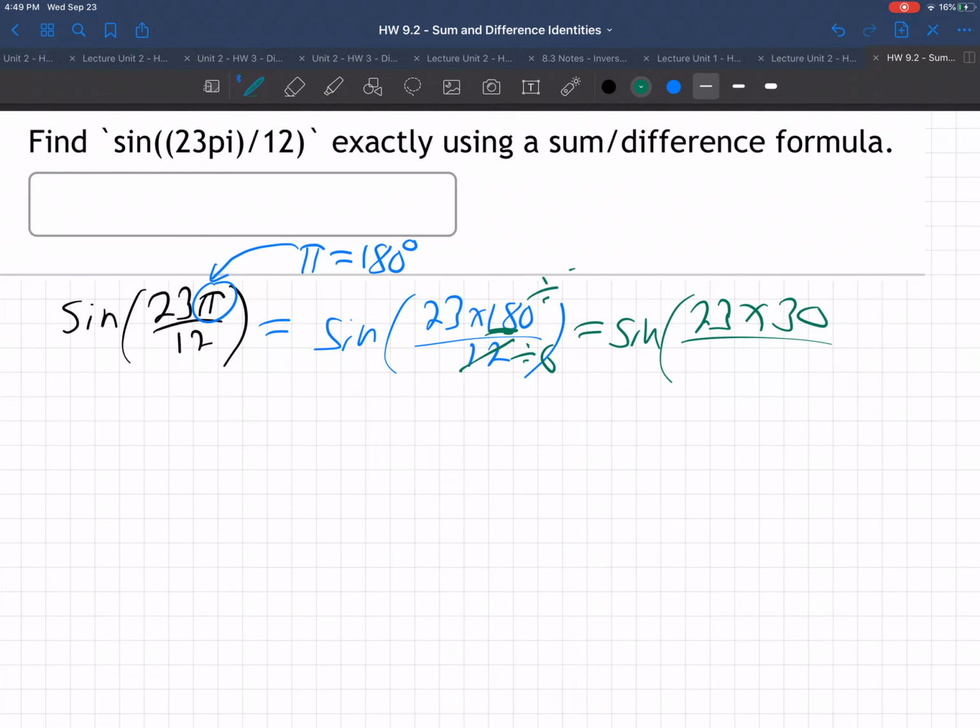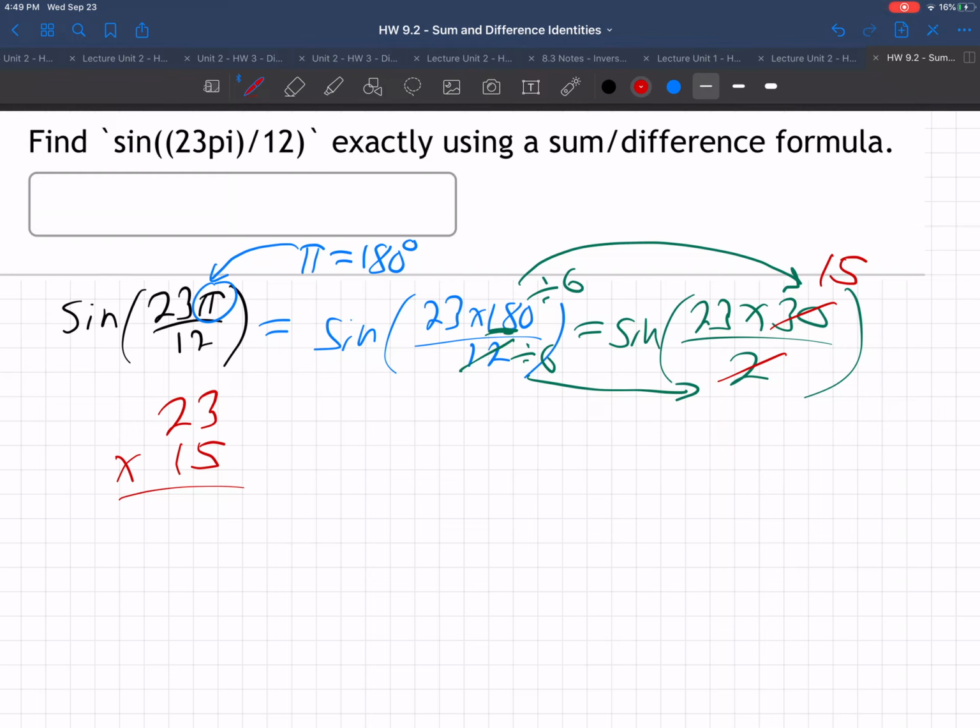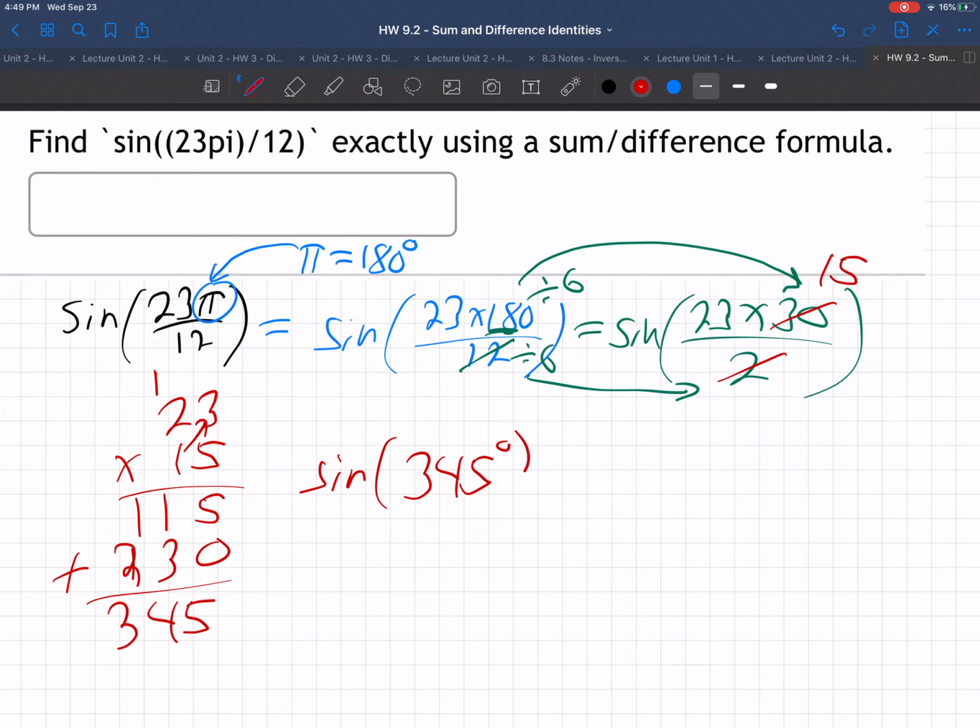I just took 180 divided by 6, and you can do that because 18 divided by 6 is 3. Throw on the 0, and this is 2, like that. 12 divided by 6 is 2, and 180 divided by 6 must be 30, right? And then you can do 2 goes into 30 15 times, so we have 23 times 15. I just want to show you that by hand this isn't too terrible. 3 times 5 is 15, 10, 11, add a 0. 1 times 3 is 3, 1 times 2 is 2, add them up, 345. So this is the sine of 345 degrees.